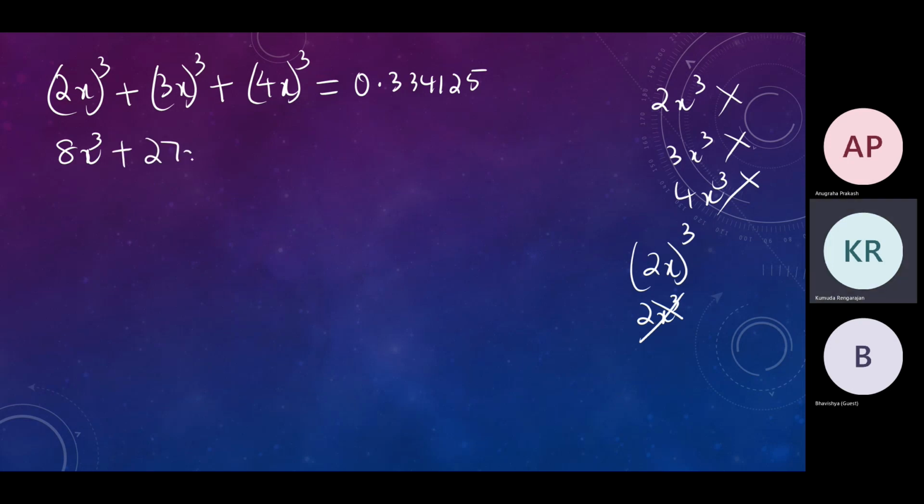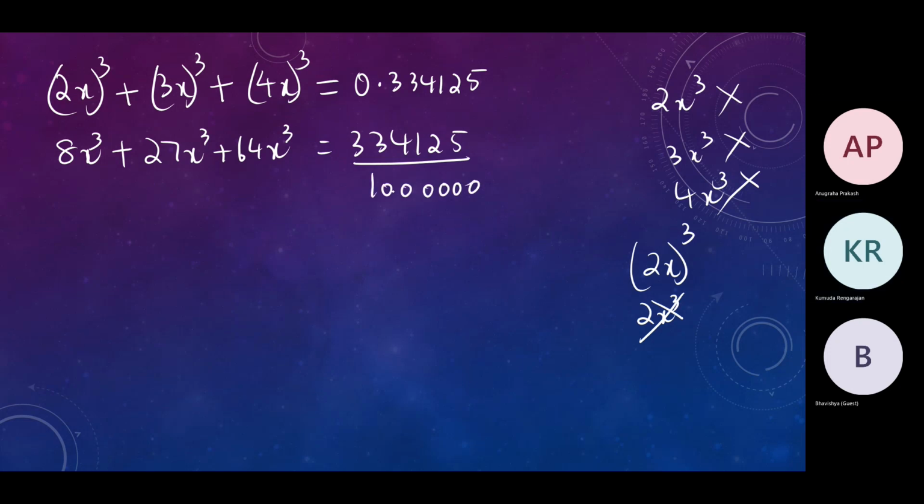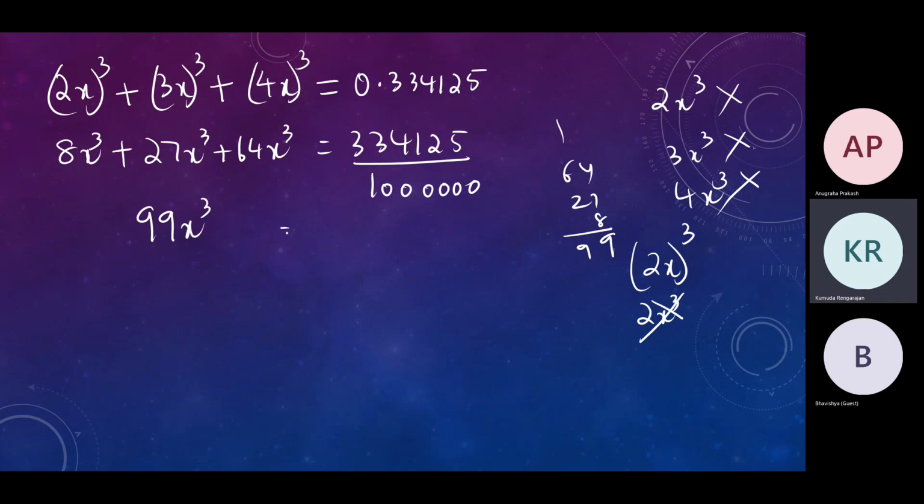So 8x cubed plus 27x cubed plus 64x cubed is equal to, you can even change this to a fraction, 334125 divided by 1 followed by 6 zeros. So here, what is 64, 27 and 8? 99. 99x cubed is equal to 334125 divided by 1 followed by 6 zeros. So x cubed is equal to 334125. You can simplify this at this stage itself.